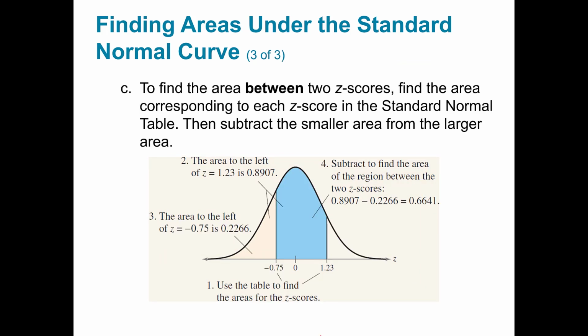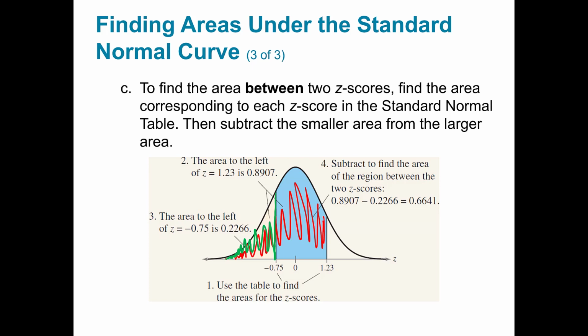So to find the area between two z-scores, you find the area corresponding to each z-score in the standard normal table, and then subtract the smaller area from the larger area. So basically you find the large area, so z equaling 1.23. You're finding the entire area to the left of that value. But then we just subtract off the piece we don't want. Whatever our smaller z value is, we subtract the area to the left of that because we don't care about it. We only want what's in between the two z-scores.